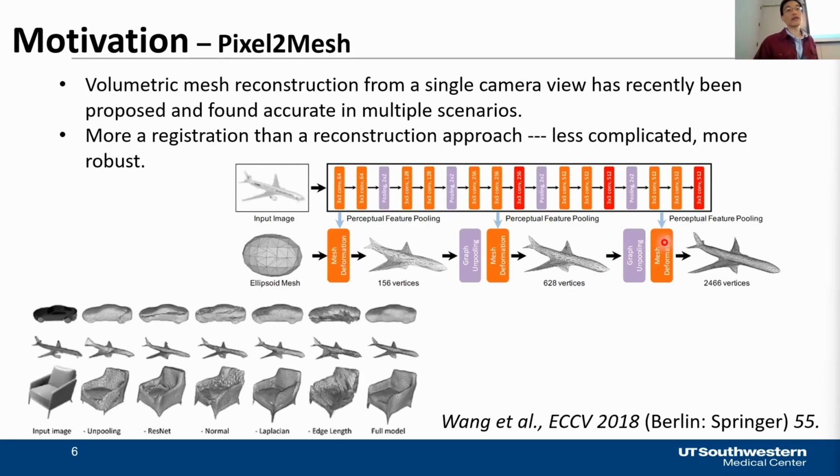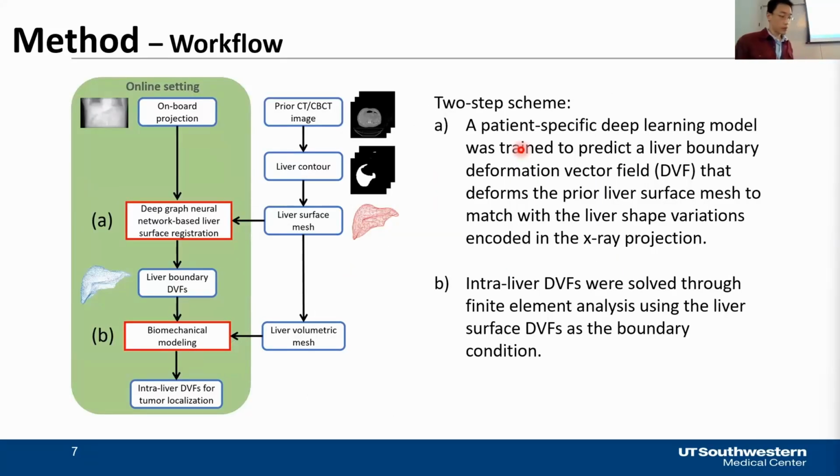Our method is motivated by the Pixel2Mesh paper published in 2018. In that paper, the authors reconstruct a 3D shape from a single camera view picture. However, our method is different because it is more like a registration than a reconstruction approach, so our approach is less complicated and more robust. Moreover, because the X-ray radiation passes through the patient, the X-ray projection provides more information, including depth information. So we hypothesize that from the X-ray projection we are able to reconstruct the 3D shape of the liver surface. Here I show you the workflow of the proposed method.